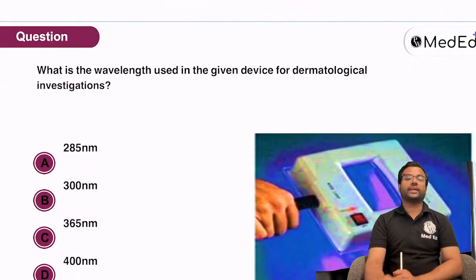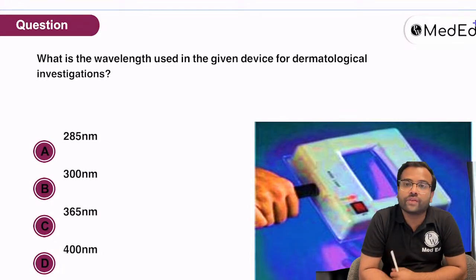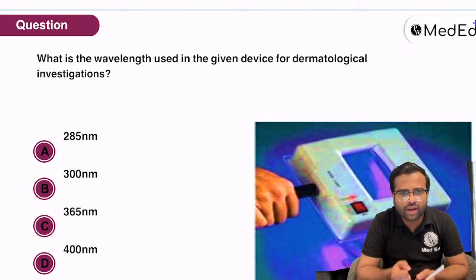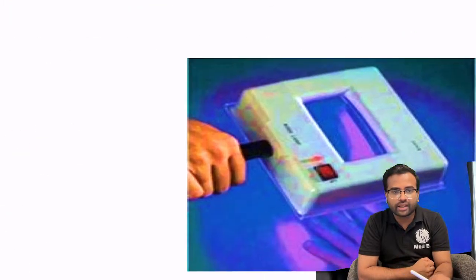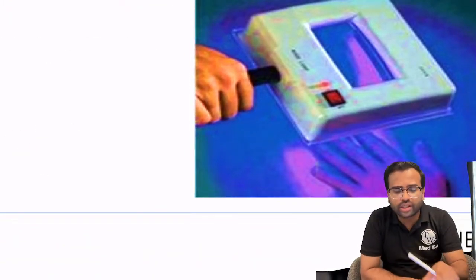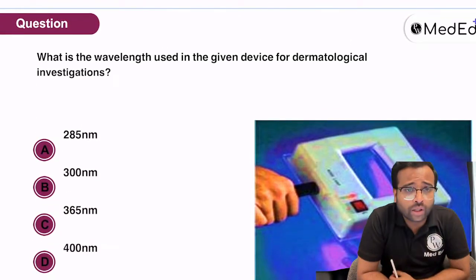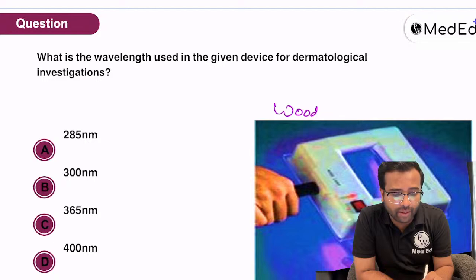What is the wavelength that is used in the given device for dermatological investigations? Now what you see here, you can see here that there is some device, and this device is being put onto a skin where you can see that there is some red color fluorescence that is coming out. So this is a test which is going to give you some fluorescence from the skin. So what is the name of this device? This device is called as the Woods lamp examination. So this is called as the Woods lamp.